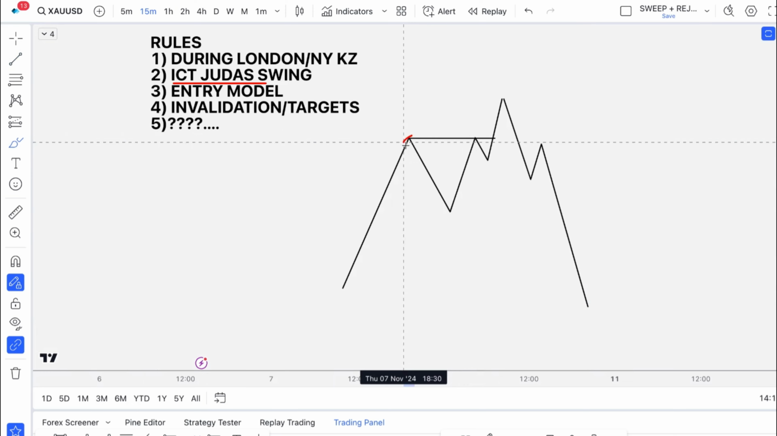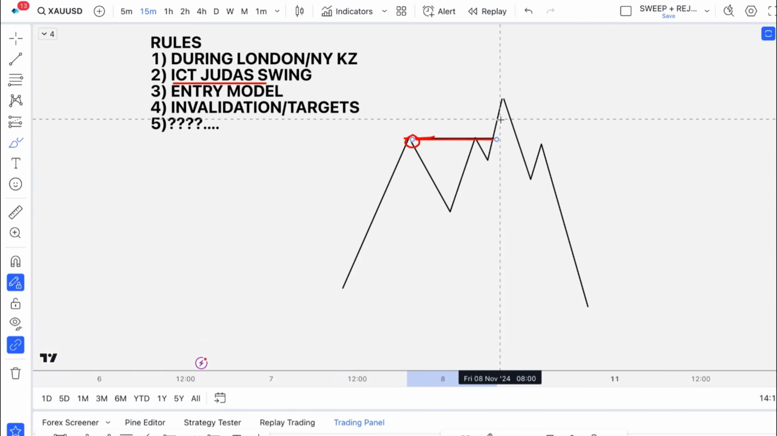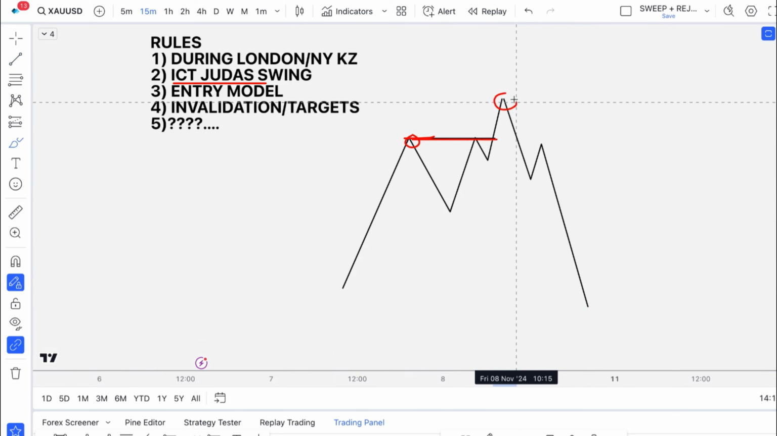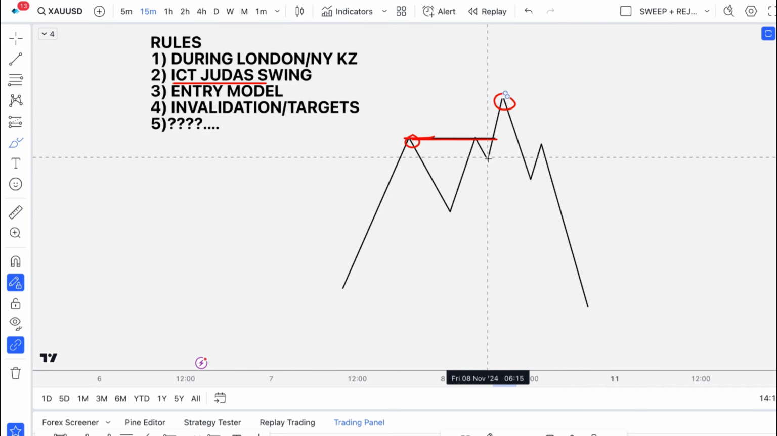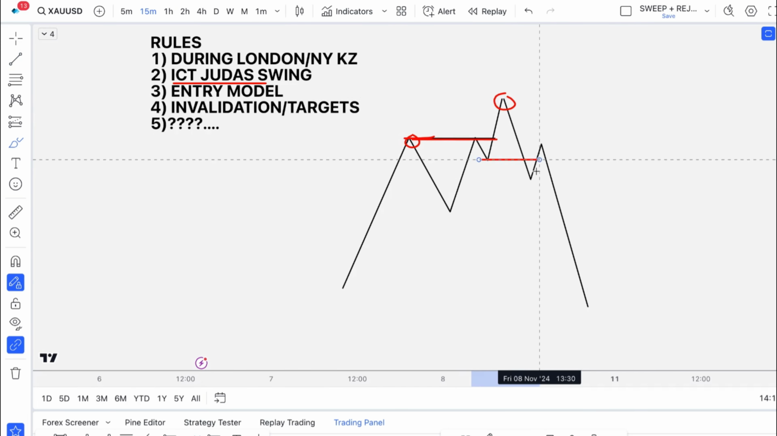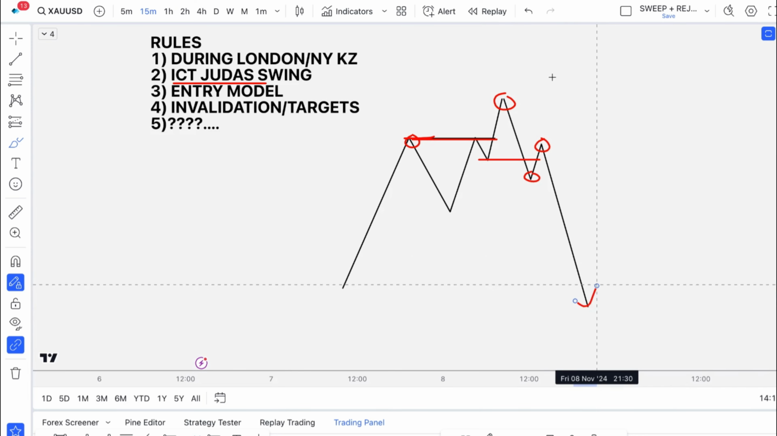So this high right here is going to be either the Asian session high or the London session high, and then what we're seeing is a deviation above. So this is just pure manipulation of buy side liquidity. Then we see a market structure shift, followed by a lower low in the market. Then we're going to look to short this lower high and then short that back to the downside.